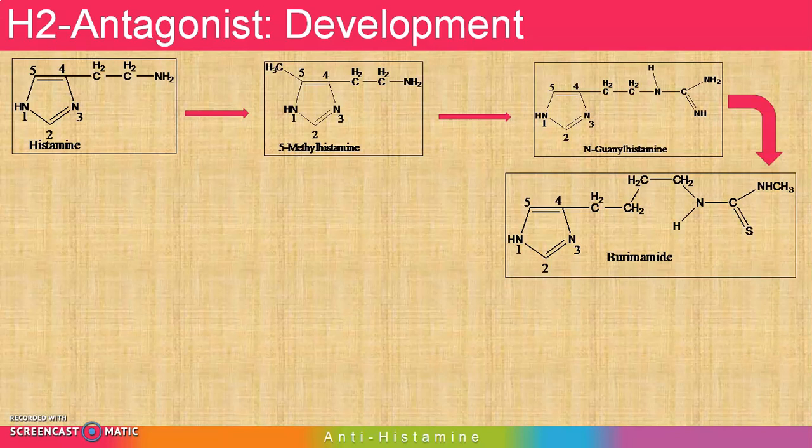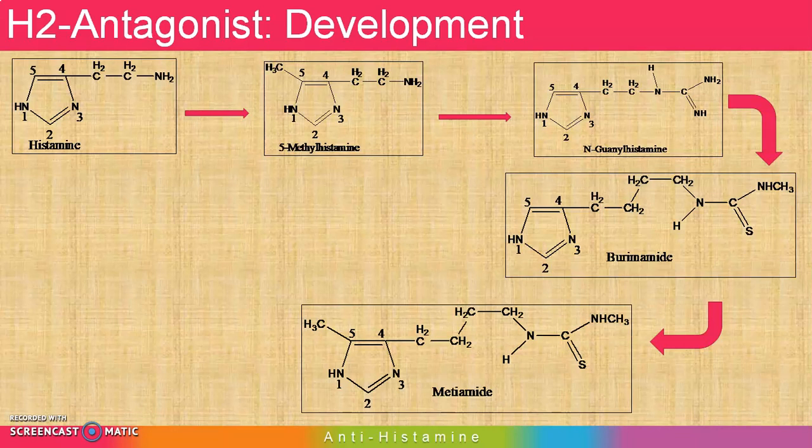So by considering this point, again certain changes took place in burimamide, that is insertion of an electronegative thioether in the side chain rather than methylene. So the compound name became metiamide, right? Metiamide has attraction or affinity for N-tau tautomers in the receptor. That's why metiamide is considered a full H2 antagonist having higher potency as well as higher oral availability compared to burimamide.